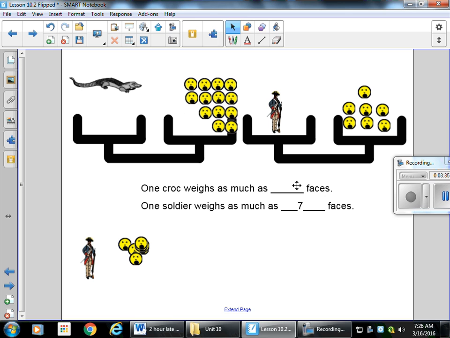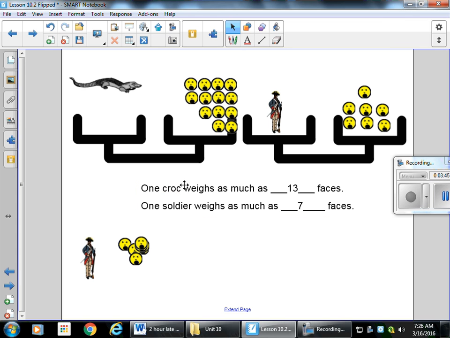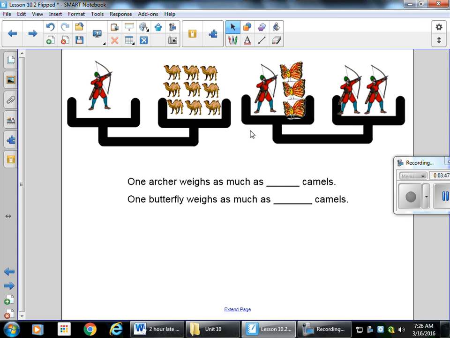So one crocodile weighs the same as how many faces? 1, 2, 3, 4, 5, 6, 7, 8, 9, 10, 11, 12, 13. One crocodile weighs the same as 13 faces. Let's do another one. These are fun.